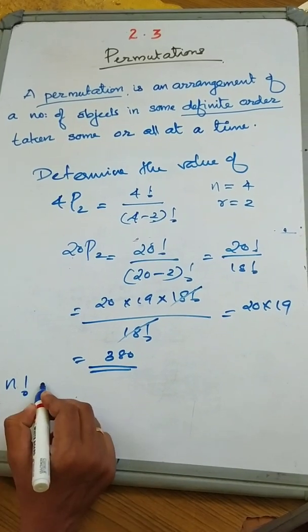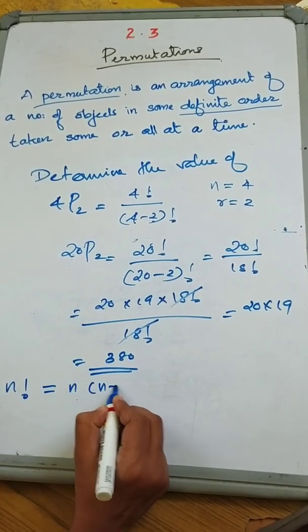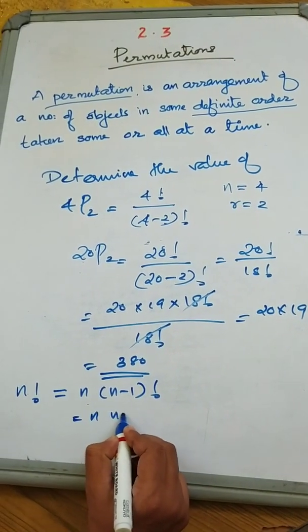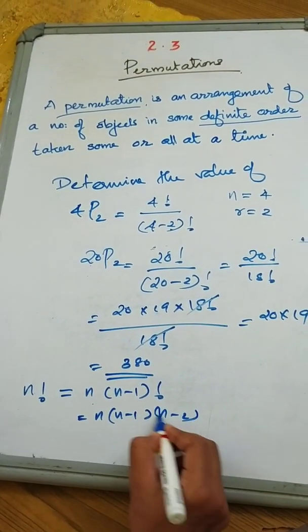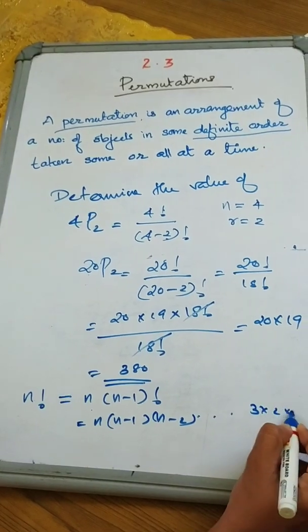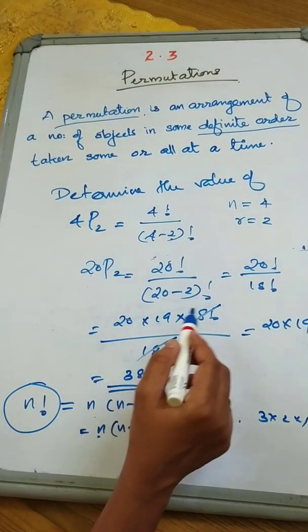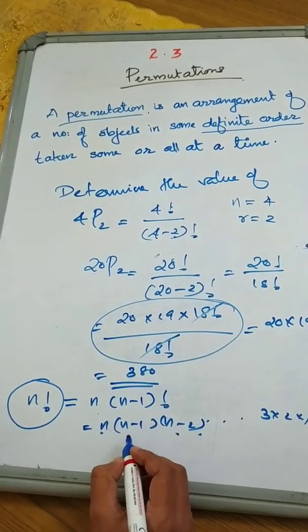You should always remember that n factorial is n into n minus 1 factorial, because n minus 1 factorial is n minus 1 into n minus 2 into etc., 3 into 2 into 1. This is n minus 1 factorial. So n into n minus 1 factorial, you get n factorial. That is how I wrote it here. I hope you understand.